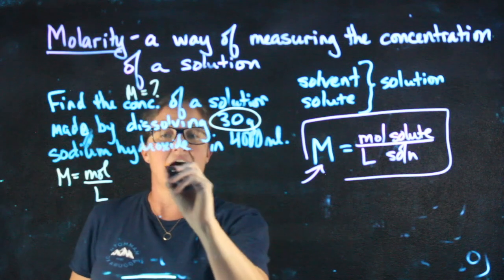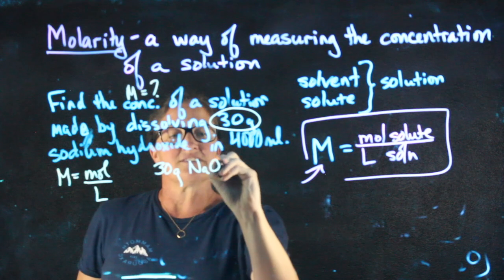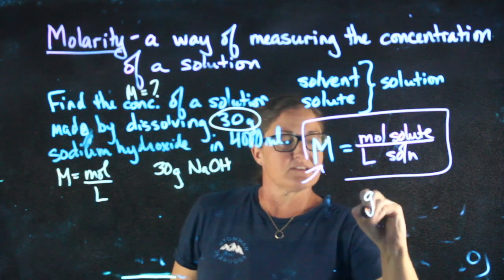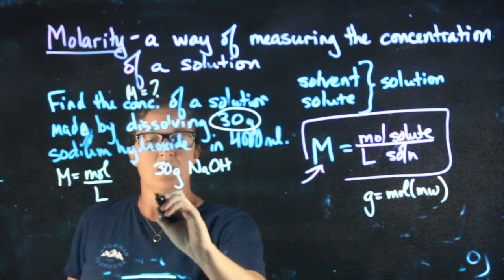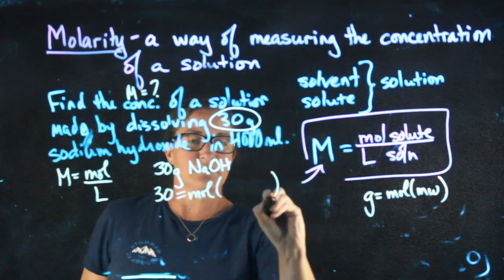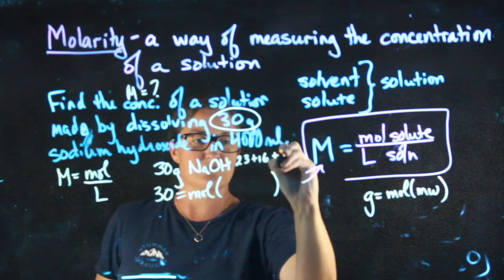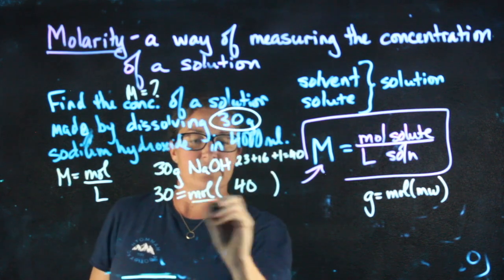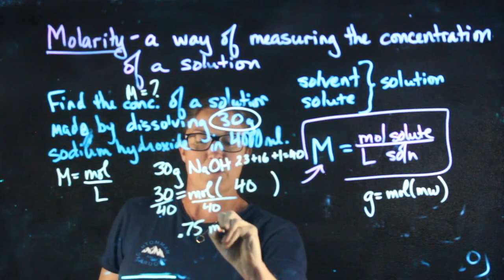Absolutely I do, because I know that we have 30 grams of sodium hydroxide, which is NaOH. So to get the moles, I can plug the grams into this formula. Grams equals moles times molecular weight. We will have 30 equals moles times the molecular weight, which is going to be 23 plus 16 plus 1, which is a total of 40. Now I'm going to divide both sides by 40, and we get 0.75 moles of NaOH.